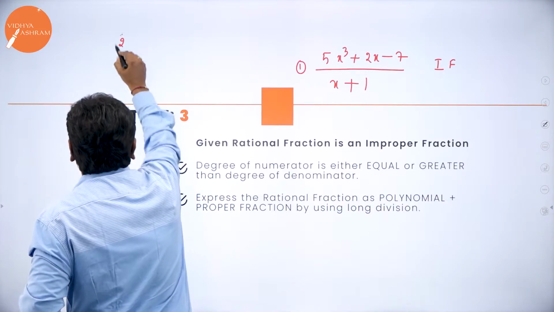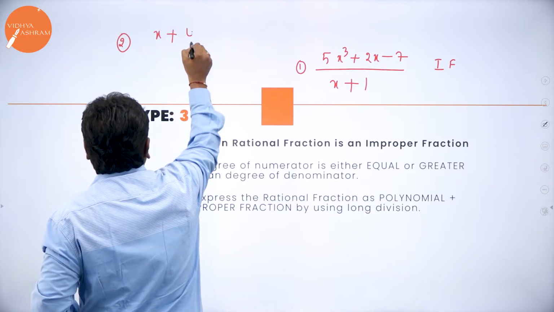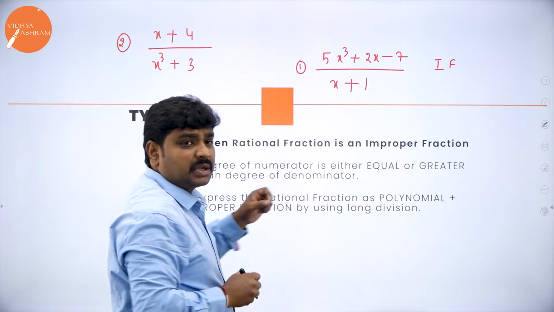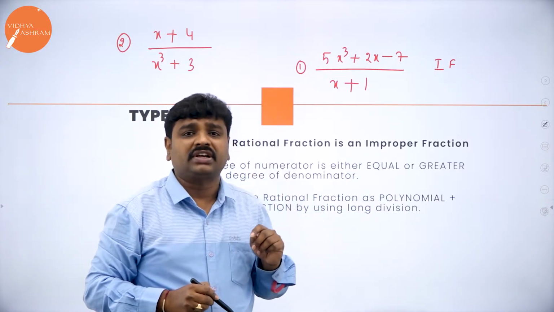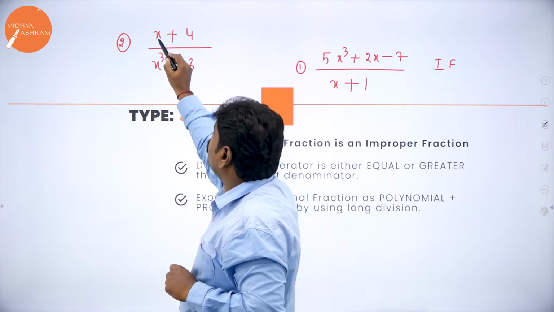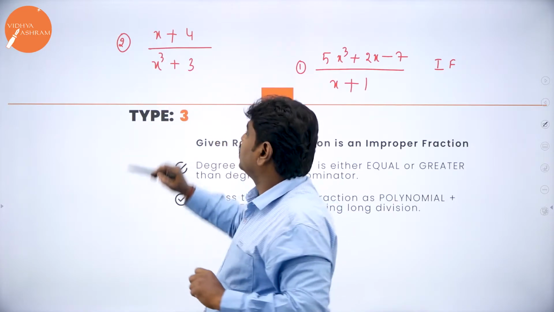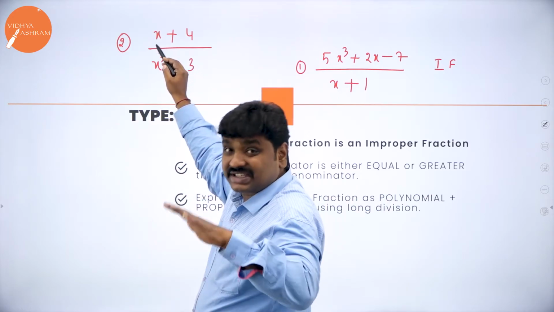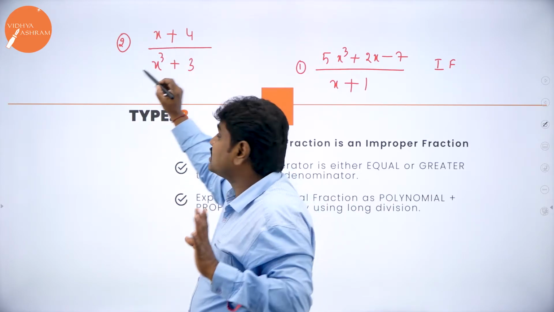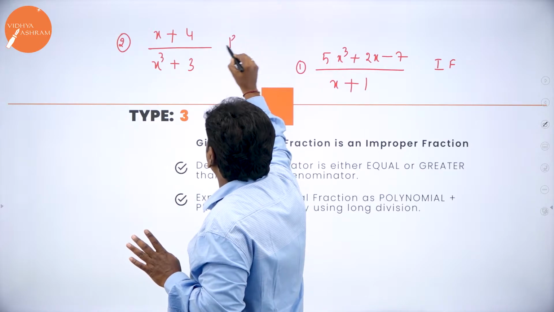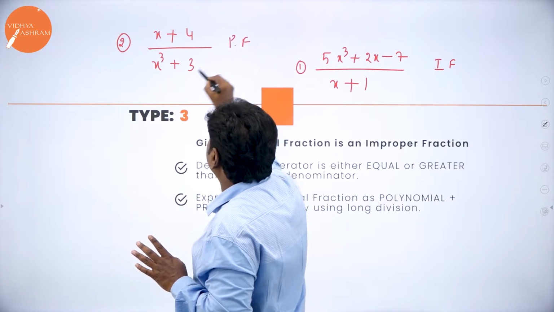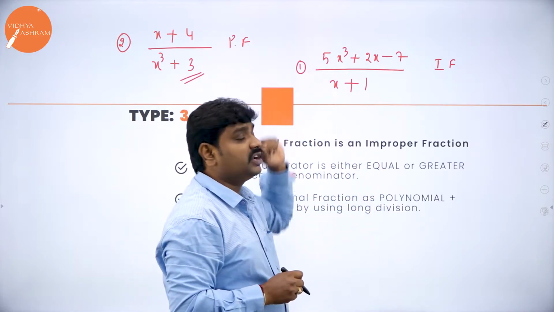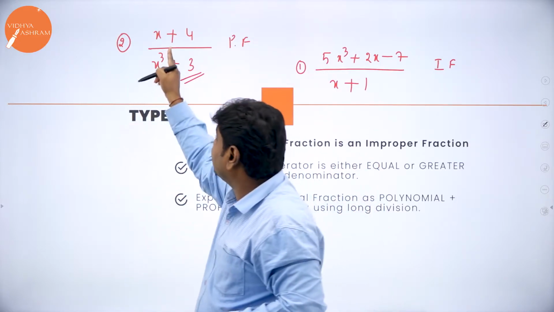Now second one, let me write here. x plus 4 divided by x cube plus 3. Is it a proper fraction or improper fraction? What is the degree of numerator? 1. Power is 1. What is degree of denominator? 3. So numerator degree is less. If numerator degree is less, then it is a proper fraction. First one improper, why? Because numerator degree is more. Second one is proper because numerator degree is less.